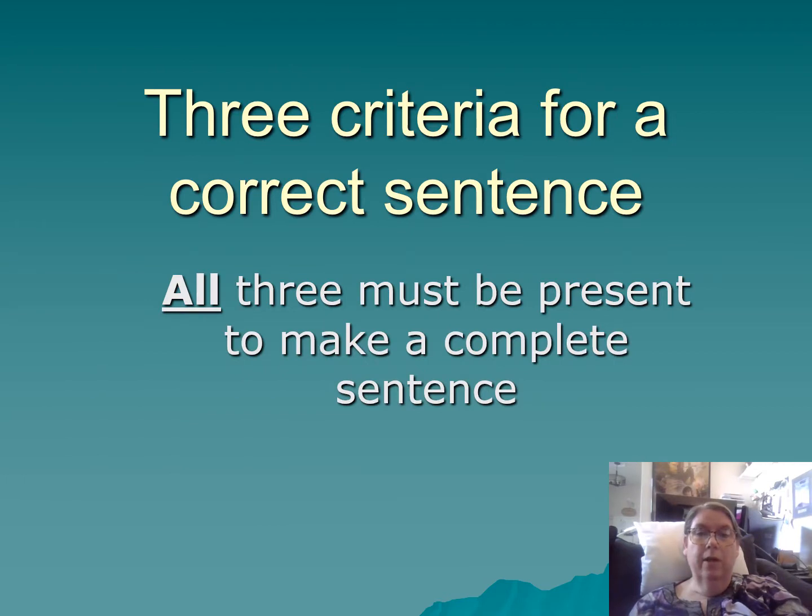So there are three criteria for a correct sentence. All three must be present to make the sentence complete and understandable and clear, and that is what our goal is here.